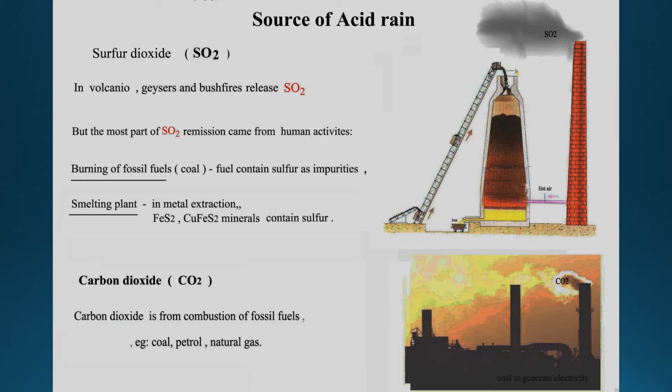Carbon dioxide, where does it come from? It comes from burning fossil fuel, burning coal, petrol, natural gas, or from our cars. Like our electricity, where does the electricity come from? By burning coal. That's where our electricity comes from in Australia.